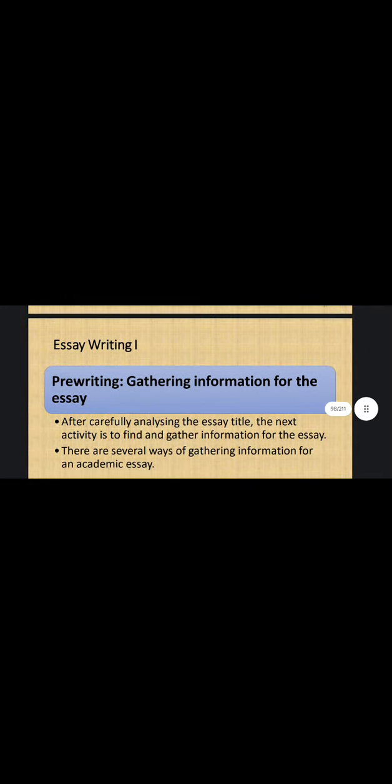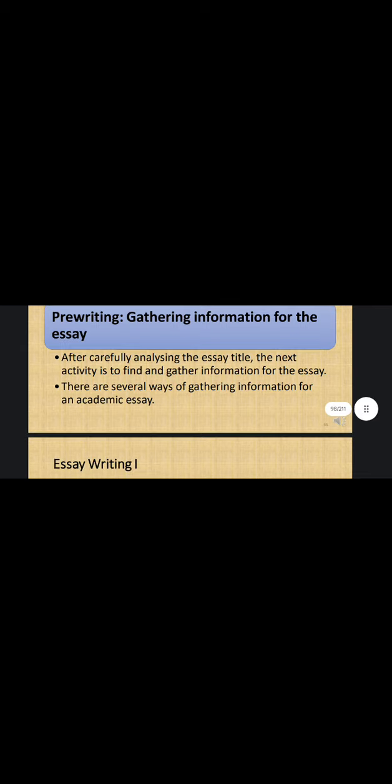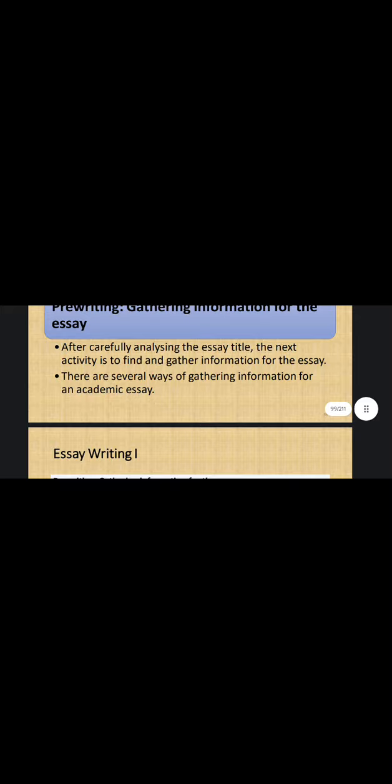So the next stage under the pre-writing is gathering information for the essay. Now that you have finished analyzing the essay title, now you have to gather information. So here, after analyzing the essay title, the next activity is to find and gather information for the essay. There are several ways of gathering information for an academic essay. Do you get it?